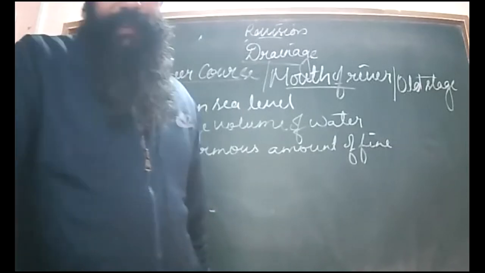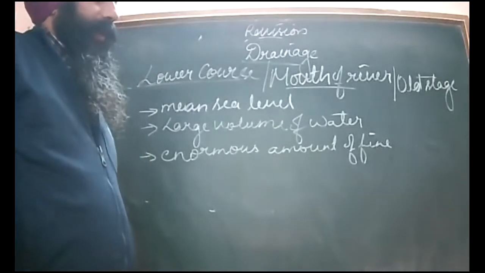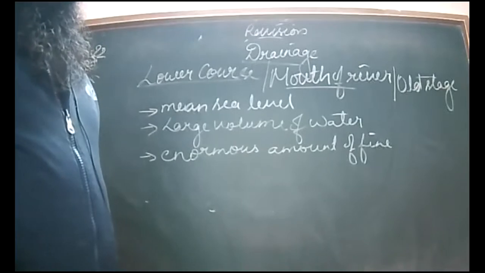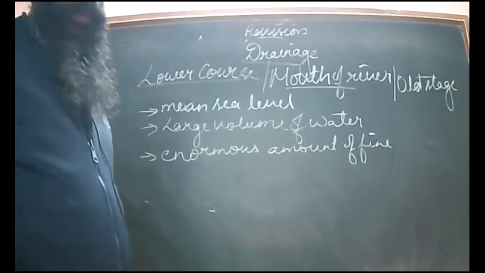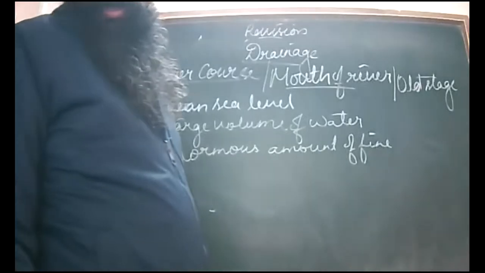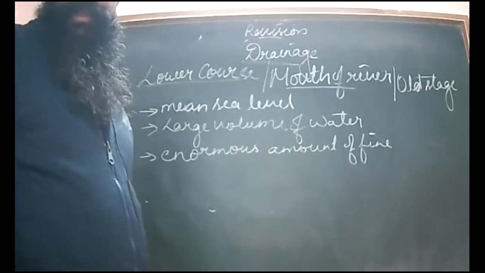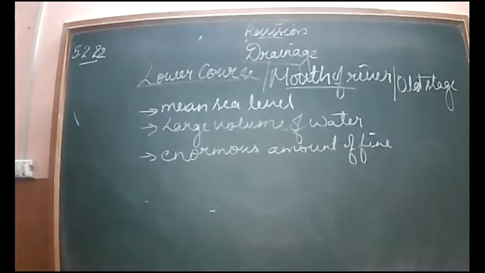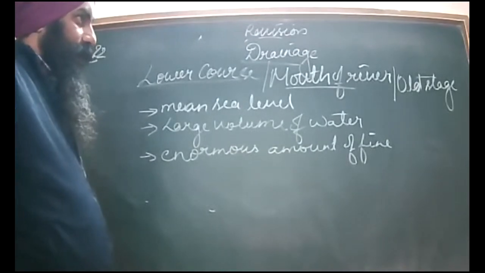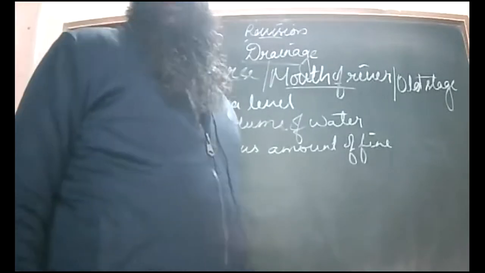A broader river valley is developed at the mouth of a river. This region is rich in wetlands and marshy lands. These regions at the mouth of a river, which consist of saline water, are known as marshy lands or wetlands. Clear?